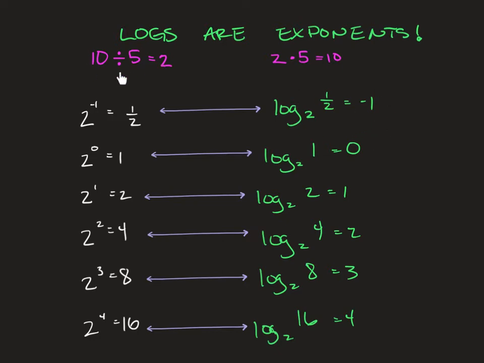So over here, this is just like a silly example of that. But again, logs are exponents. So in this case, what I want you to notice is over here we have 2 to the negative 1, 2 to the 0, 2 to the 1, 2 squared, 2 to the third, 2 to the fourth, etc., and what those are equal to. And then over here we have a whole bunch of log equations. I want you to notice a couple of things.